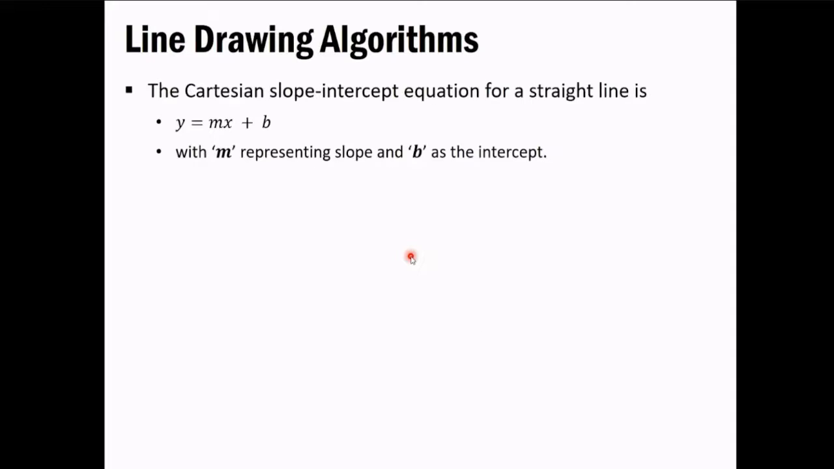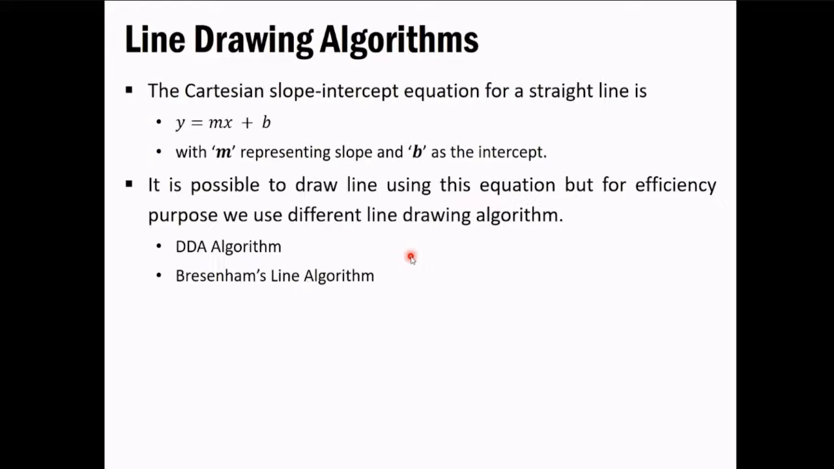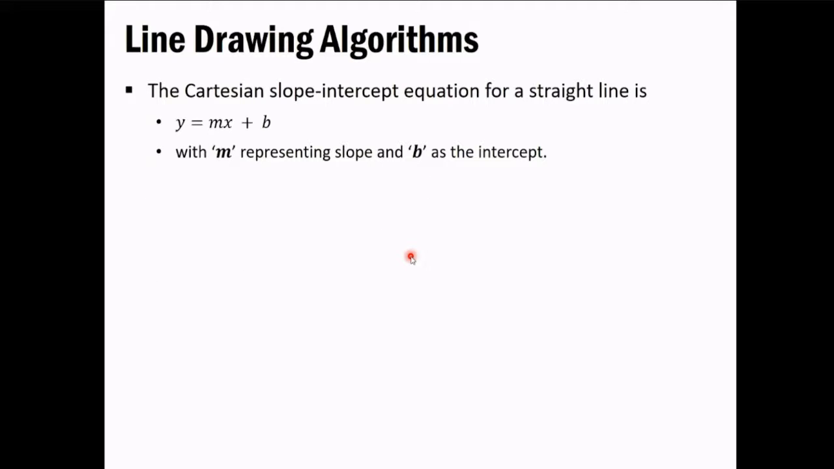And then we have line drawing algorithms. As you know, we have the Cartesian slope-intercept equation for a straight line. There is nothing new over here: y equals mx plus b, where m represents the slope and b is the y-intercept. That is, it describes the point at which the line passes through the y-axis. That is the y-intercept, b.